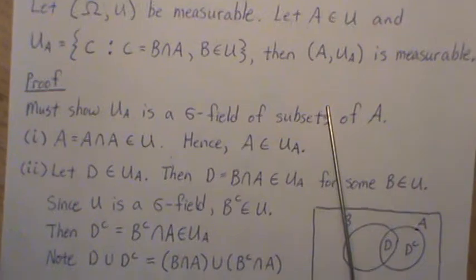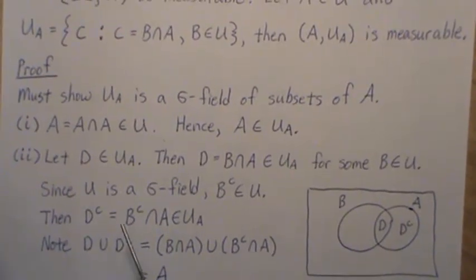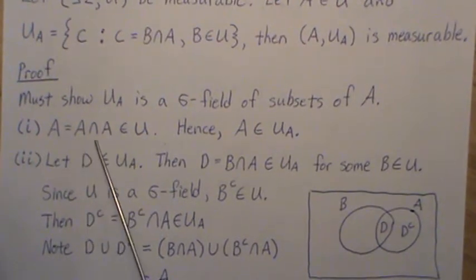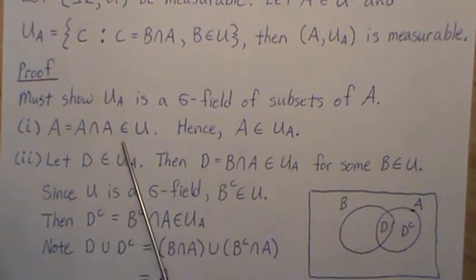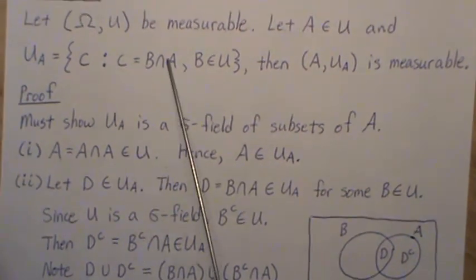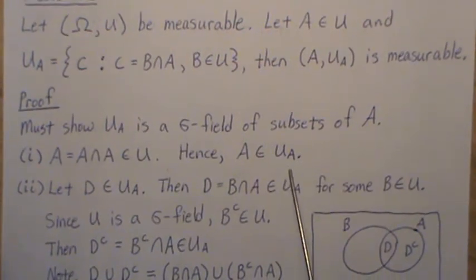And the proof goes like this. First of all, we must show that U_A is a sigma field of the subsets of A. So A has to be in it. And A is equal to A intersect A, which is an element of the sigma field. And so by definition, A is in U_A.